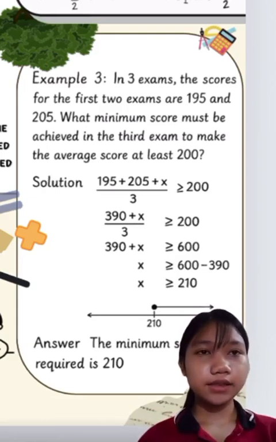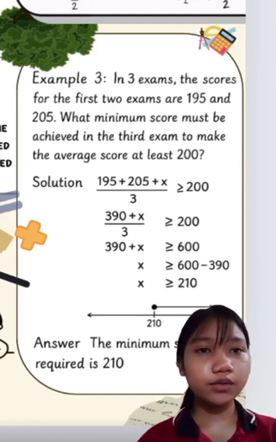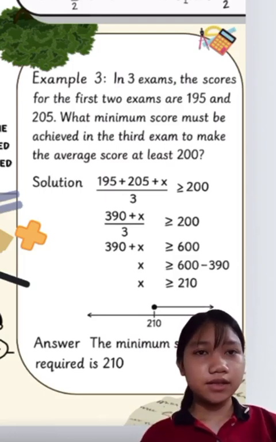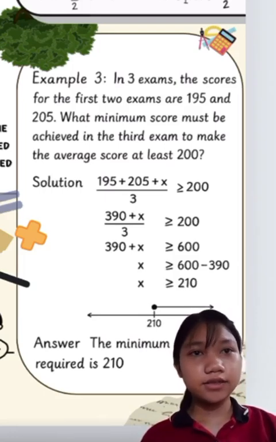Now, to make it simpler, we multiply both sides by 3 that gives us 390 plus x is greater than or equal to 600. Then we move 390 to the other side, so x is greater than or equal to 210. This means the student must score at least 210 in the third exam in order to make the average not less than 200.